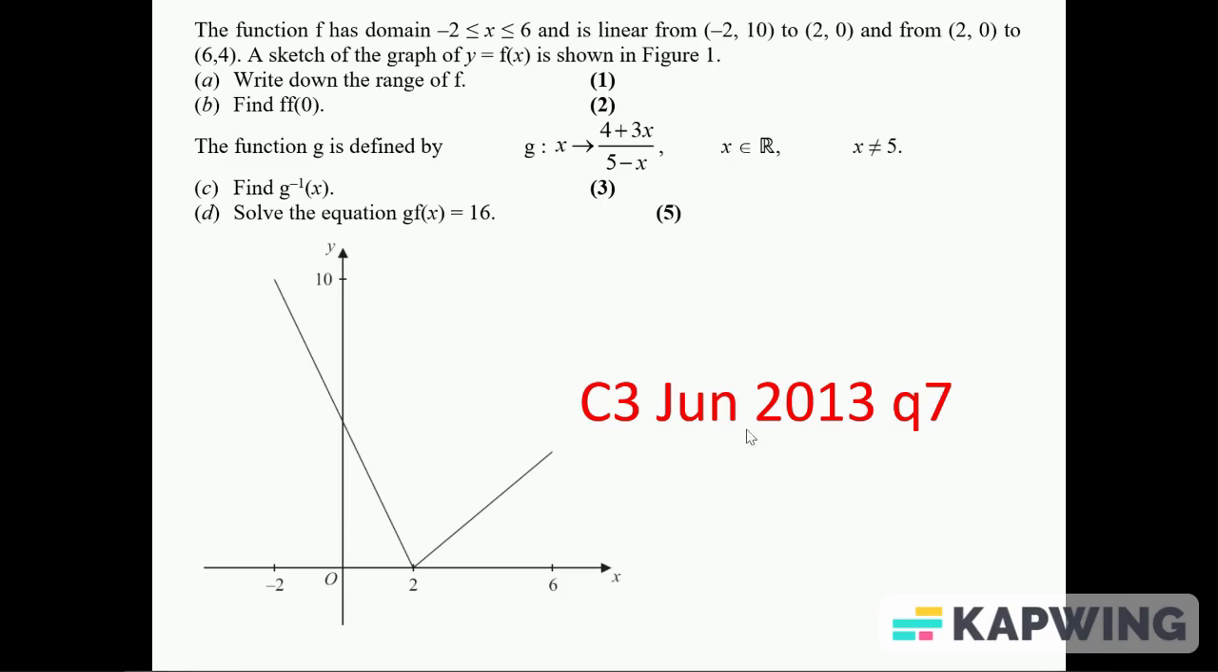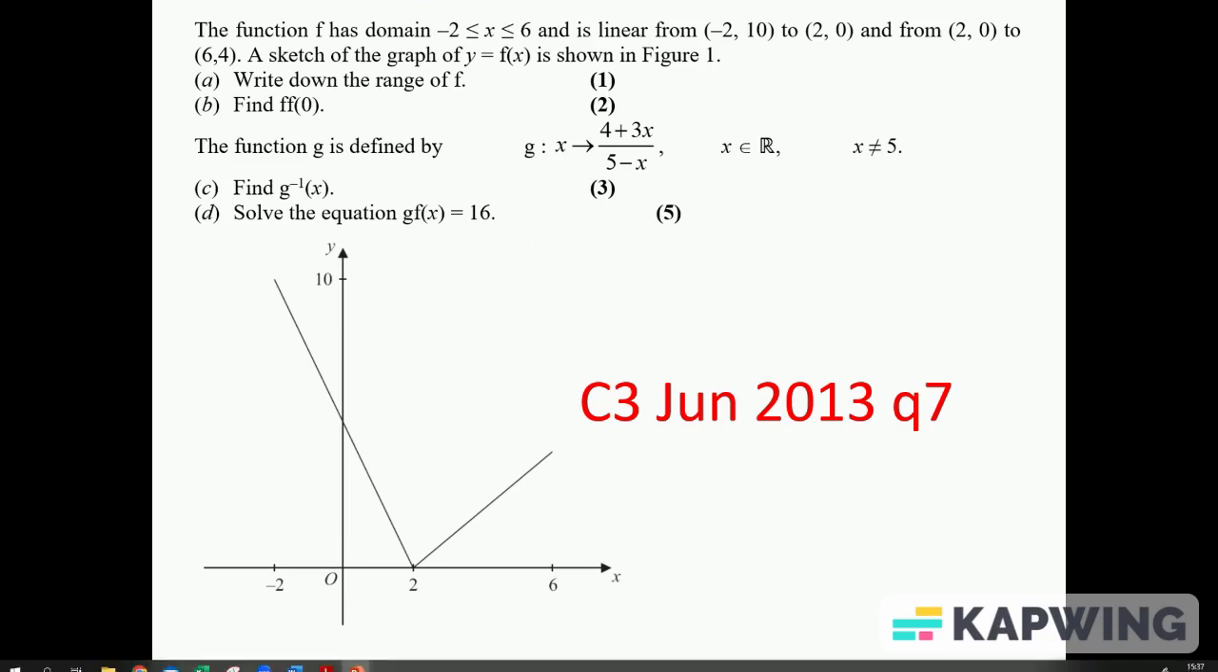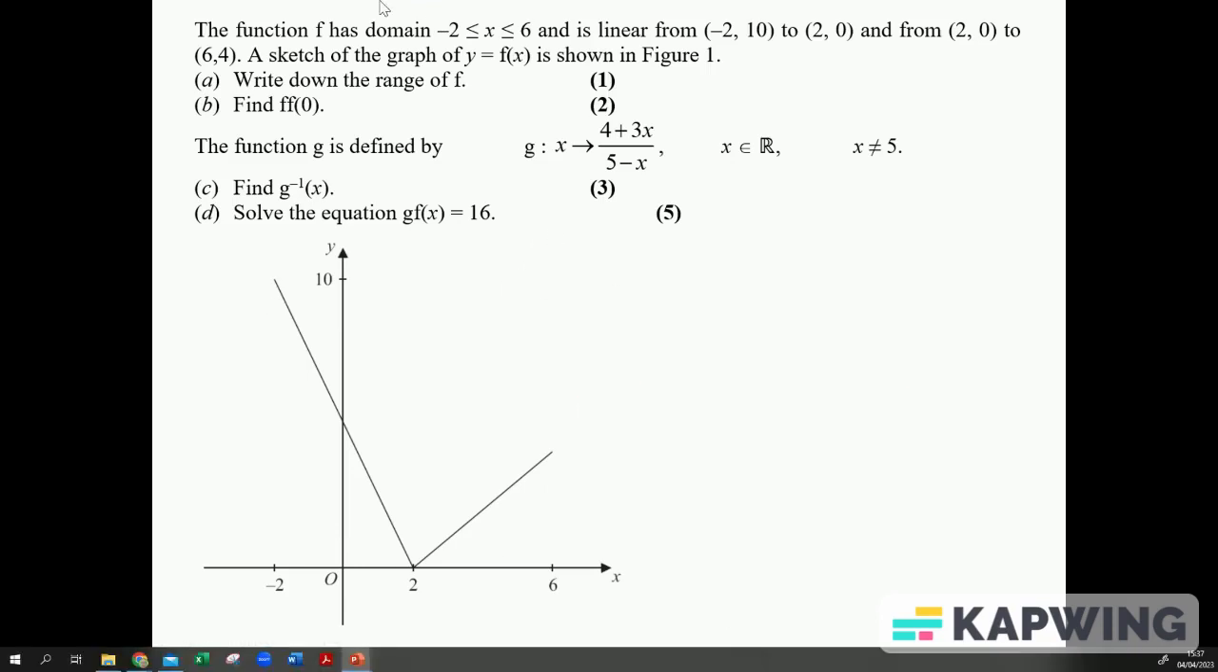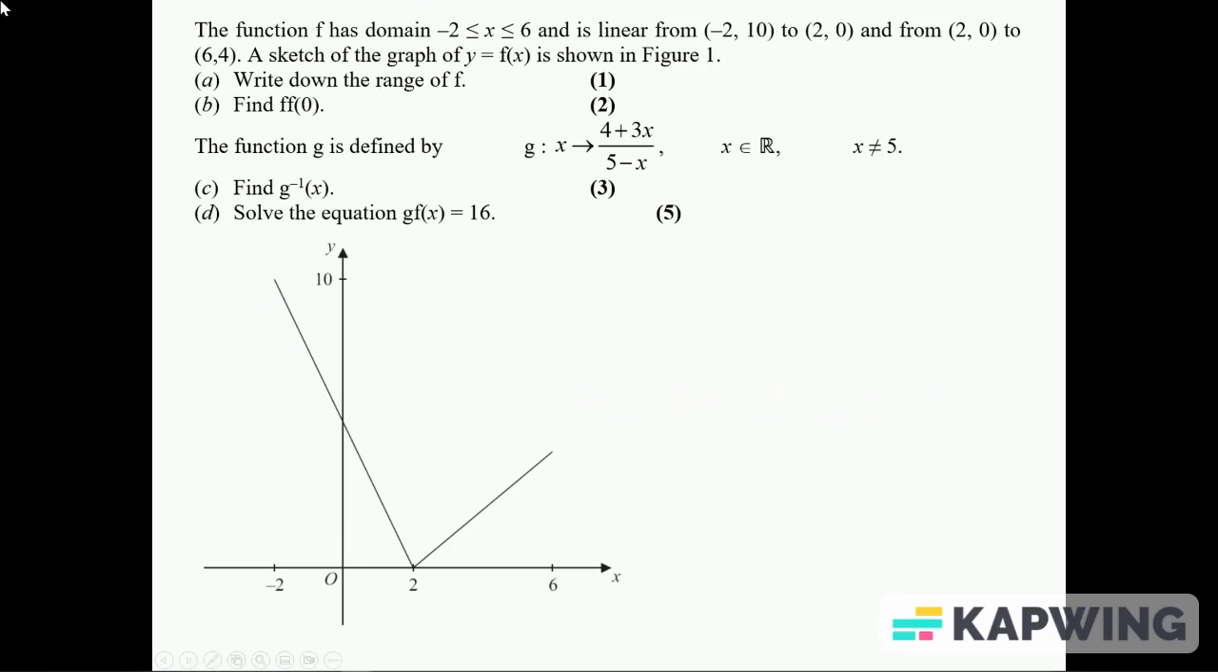Right, we've got the C3, old specification C3 paper, June 2013. Question 7, it's a functions question, a bit of all sorts in here, with a piecewise function. So here we go. We've got to write down the range of f.